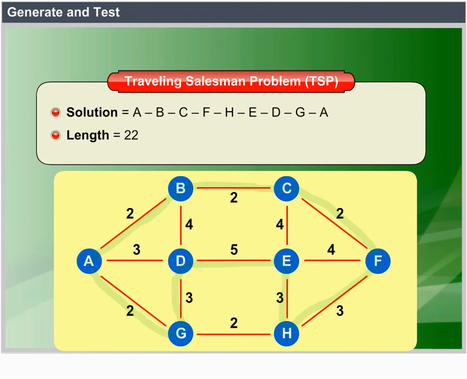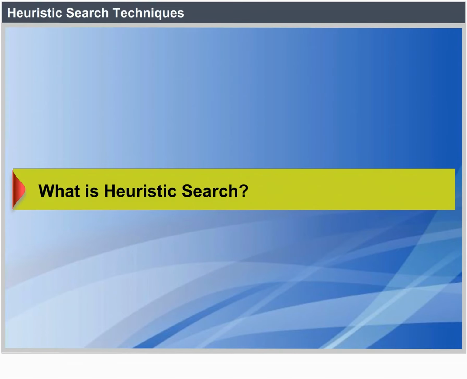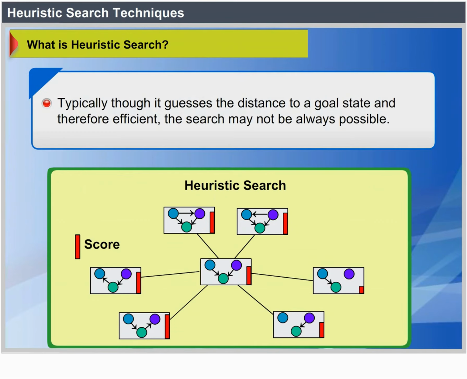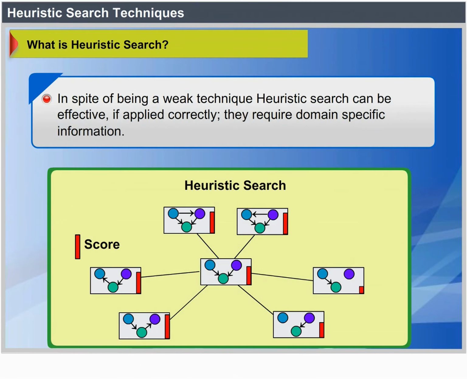Heuristic search techniques. What is heuristic search? Heuristic search, otherwise known as informed search or intelligent search, uses information about the problem to guide the search. Typically it guesses the distance to a goal state and is therefore efficient, though the search may not always be possible. Since heuristics are rules of thumb, they do not guarantee a solution to a problem. In spite of being a weak technique, heuristic search can be effective if applied correctly. It requires domain-specific information.